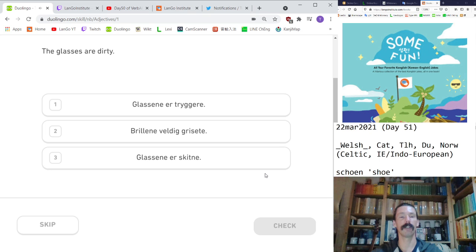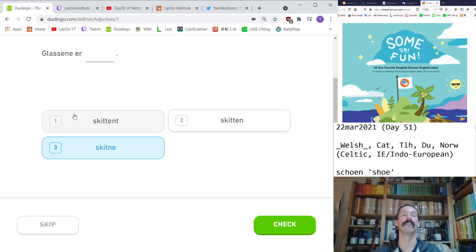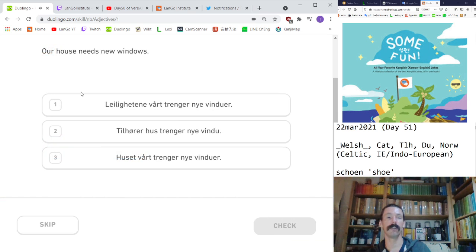Glasses are dirty. Glassene er skitne. Okay, so there's some harmony there. The ENE suffix and the NE here agree. Our house needs new windows. Vårt hus trenger nye vinduer. Huset vårt trenger nye vinduer. Okay, the other word order. The house of ours.